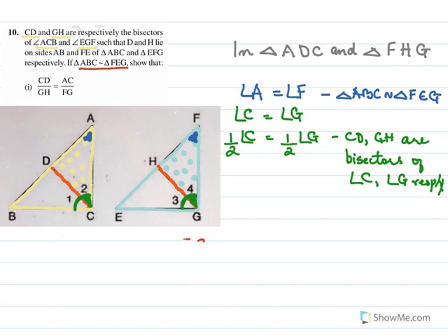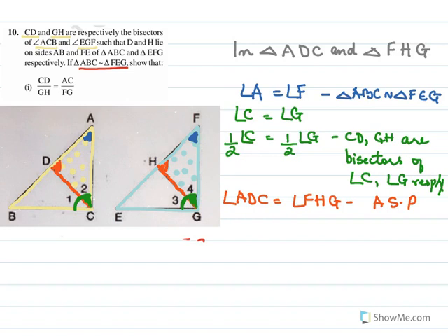So two angles are done. So the third angle will automatically be equal by angle sum property. So I can write this angle here, D, will be equal to angle H. So angle ADC will be equal to angle FHG by angle sum property. So the two triangles are now similar.